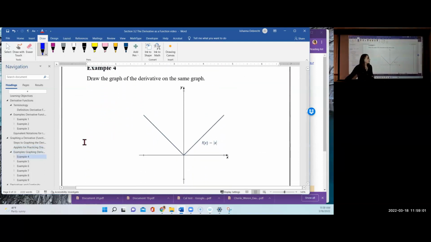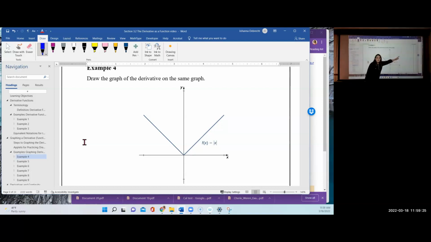Let's take a look now at this example, which is the absolute value of x. The original function comes down to a sharp corner here at the origin. That means there's no unique tangent line at the origin. So the derivative does not exist. On the graph of the derivative, when x is 0, we'll have a hole in the graph of the derivative.